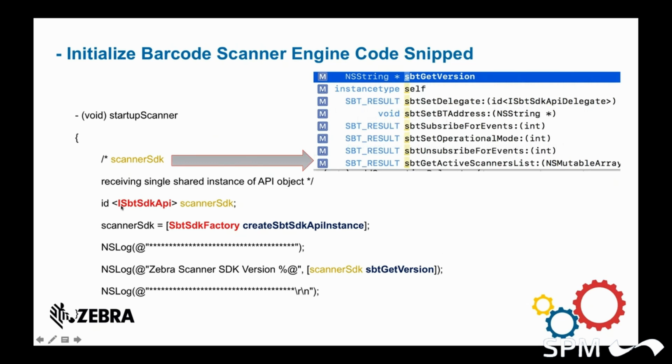Again, you need to use the ISBT SDK API protocol, and then use the factory function and the method to create a unique scanner handle ID. Once you create this scanner SDK handle ID, then you can access all barcode scanner API resources.